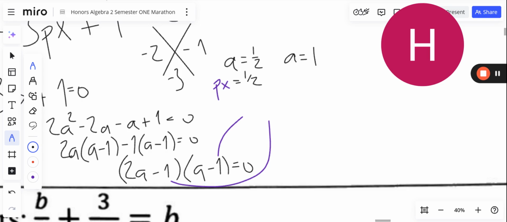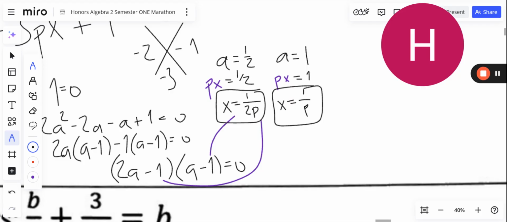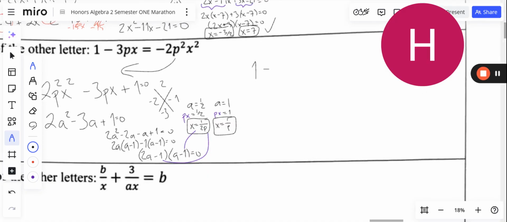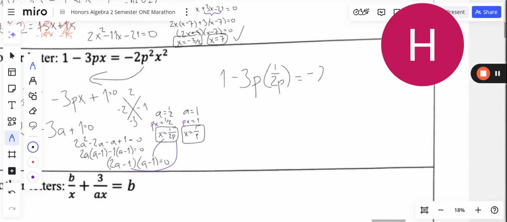So now all we have to do is divide both sides by p, and so we get x equals 1 over 2p and x equals 1 over p. Those are solutions. And how do you check those solutions? If you were to plug them into the original equation, like 1 minus 3p times 1 over 2p should be equal to negative 2p squared times 1 over 2p squared. That's how you would check one of them.